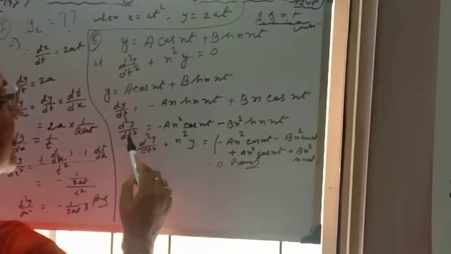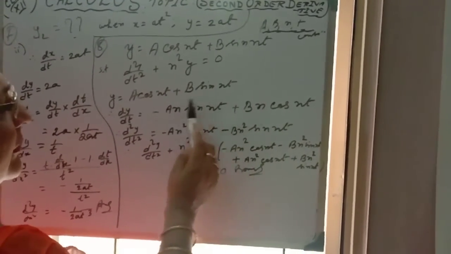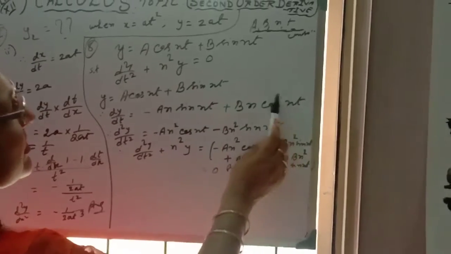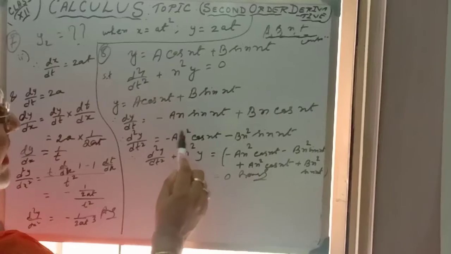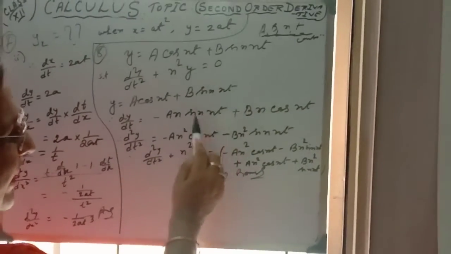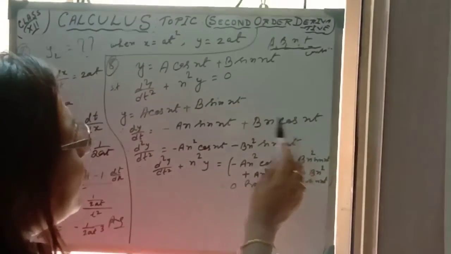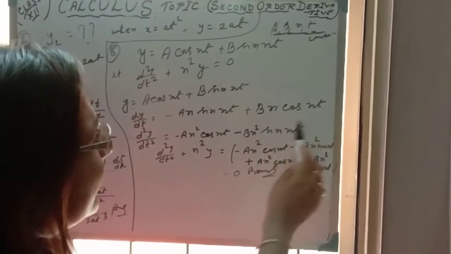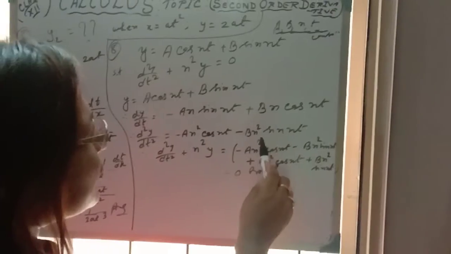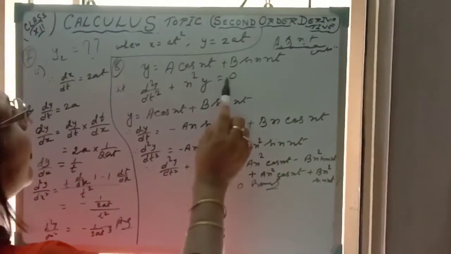Now d2y/dt2 will be, again this term will be differentiated and this term again will be differentiated with respect to t here. So minus a n square cos nt for sin nt, and for cos nt we know this will be minus n sin nt, so minus b n square sin nt.